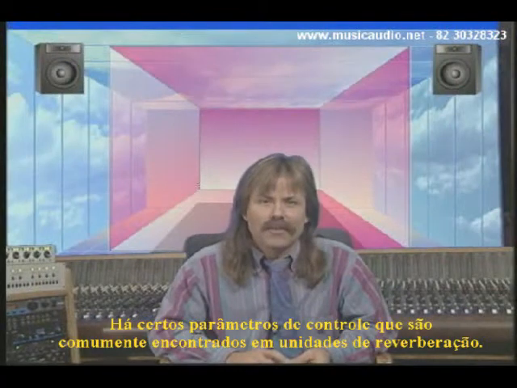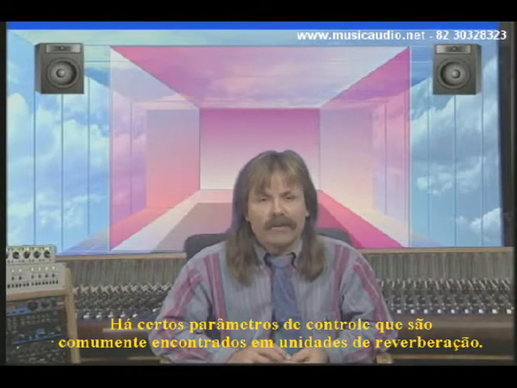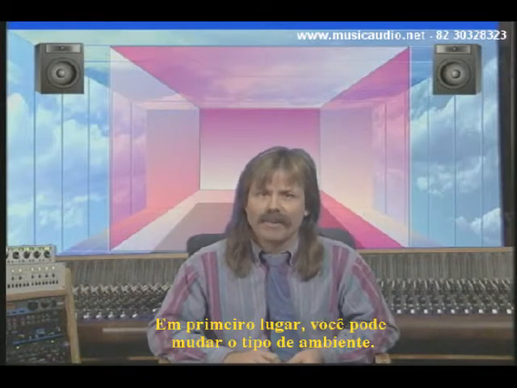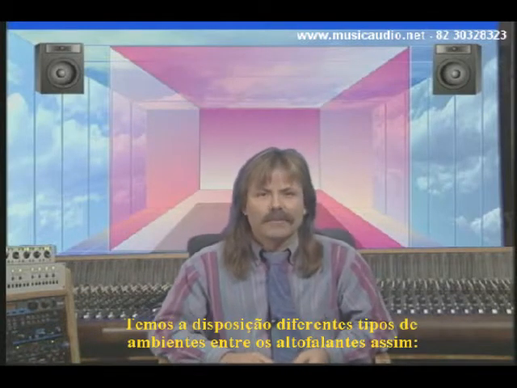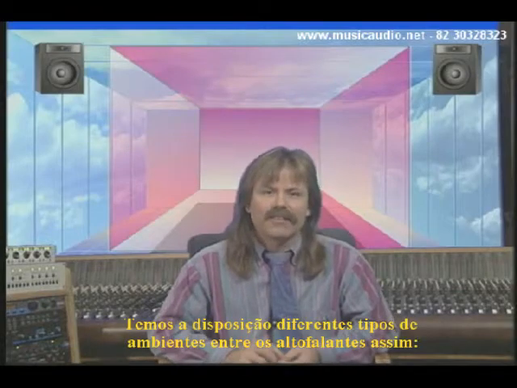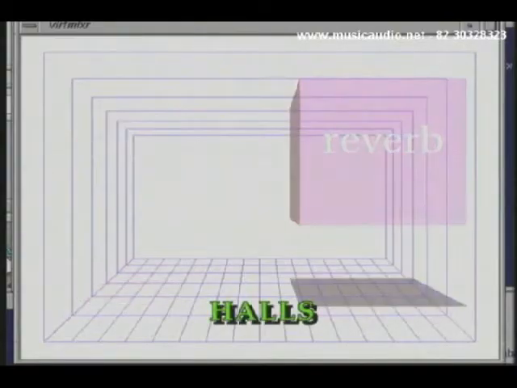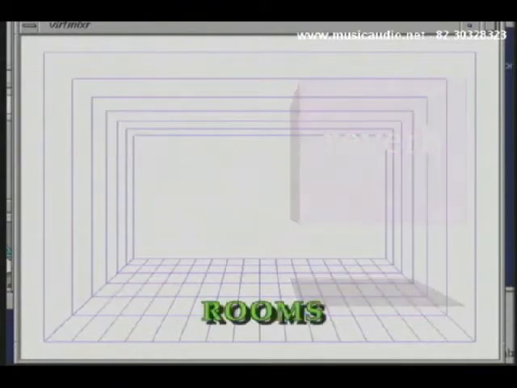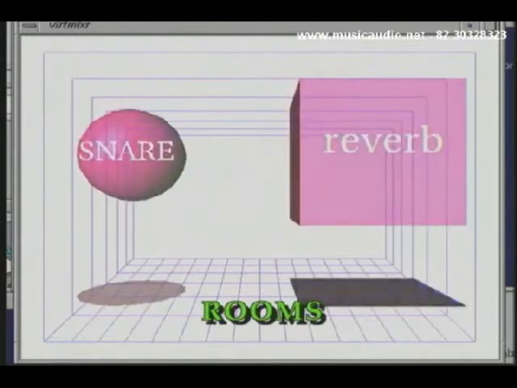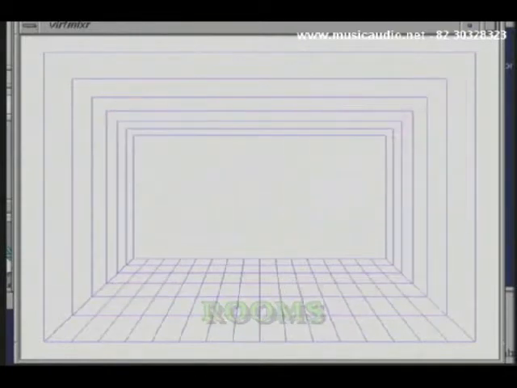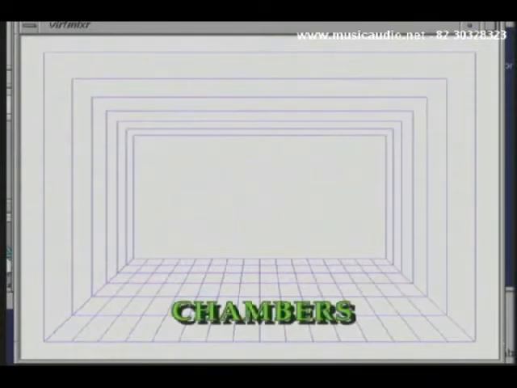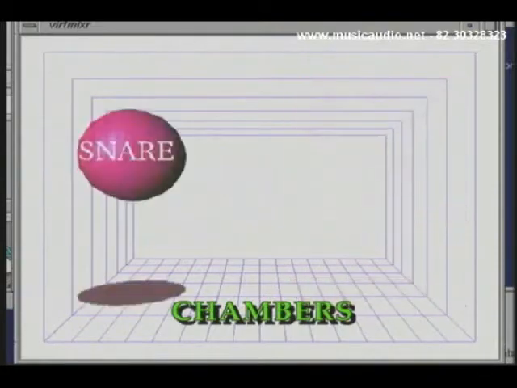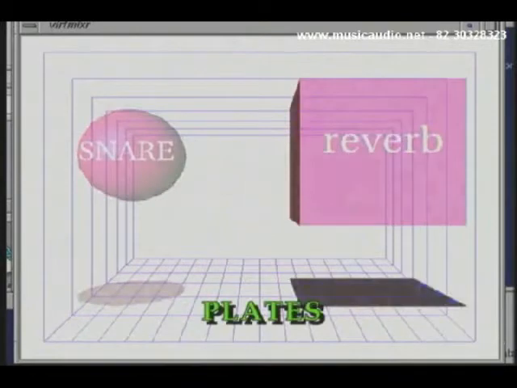There are certain parameters of control that are commonly found in reverb units. First, you can change the type of room. You can think of it as different types of rooms between the speakers like this: halls, rooms, chambers, and plate reverbs.